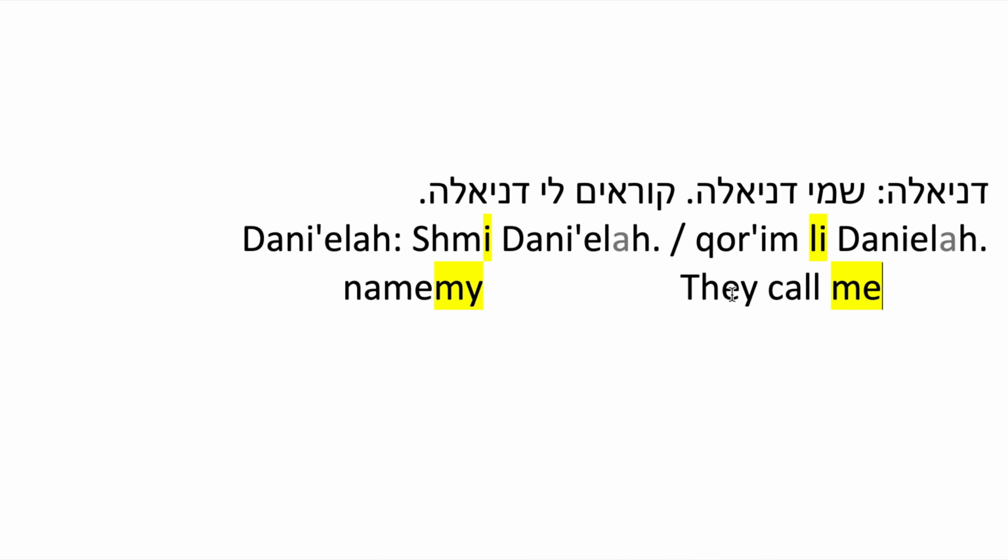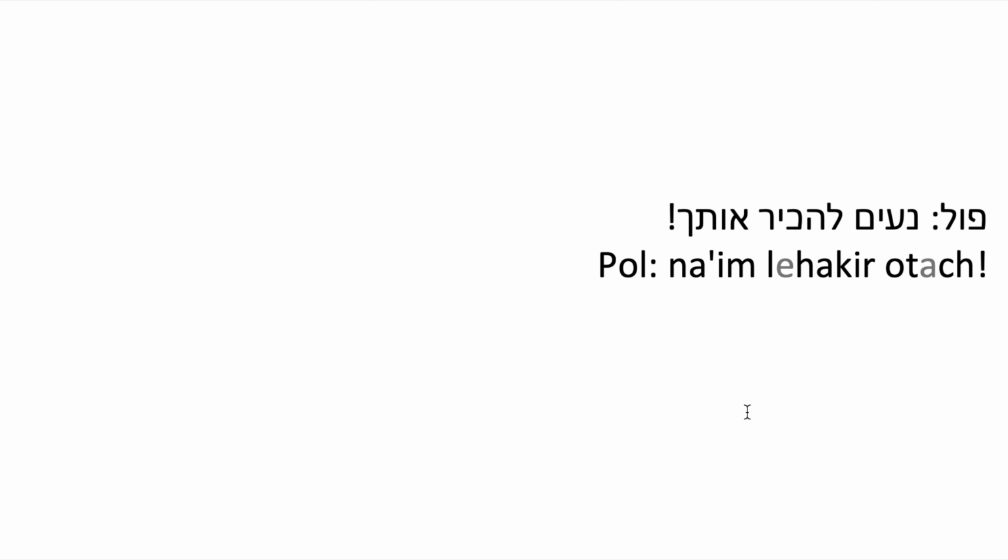So li is me, and this is also for male and female. But when you address the other person with the object pronoun you, it's either lecha if it's a male person, or lach if it's a female person. So, what does Paul say? Paul says, "Naim lehakir otach." Alright, so again, Paul addresses Daniela, so he needs the female form.